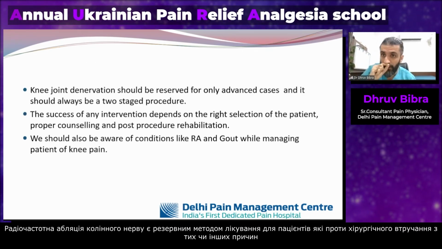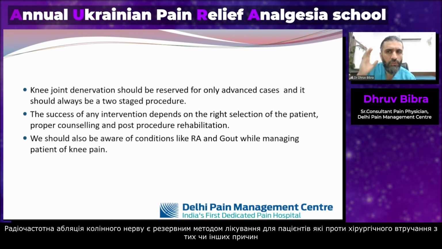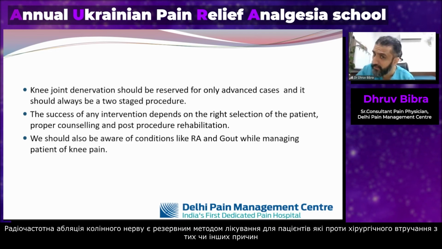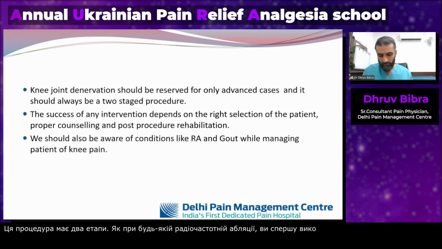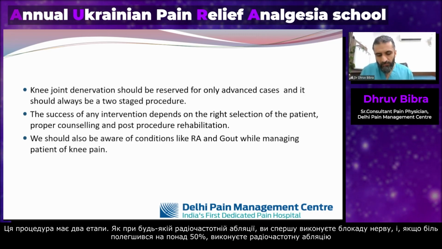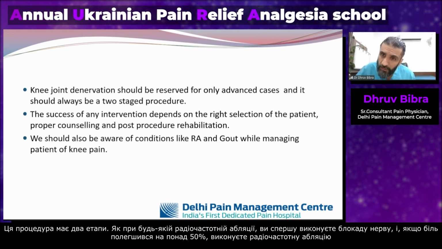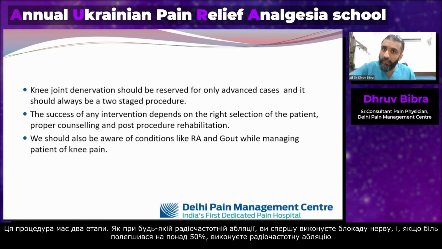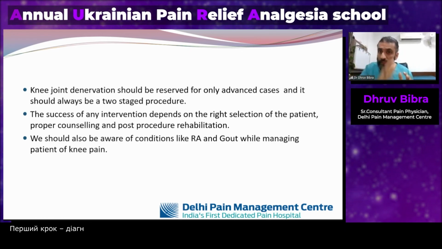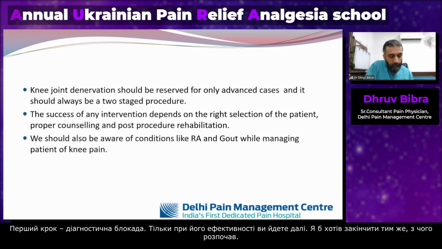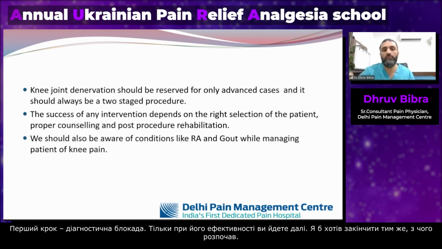RFA, or radiofrequency ablation of the genicular nerve, please, my dear friends, is reserved only for grade 4 deformities or patients who do not want to get surgery for some reasons. So try to reserve it. And again, going slightly beyond the topic, it is a 2-stage procedure. Whenever you are doing any ablative procedure, you first block the nerve, see the effect. If the patient is having more than 50% relief, then only we go for an RF ablation. So initially, the first step is just the diagnostic block. Once the diagnostic block gives effect, that is one.